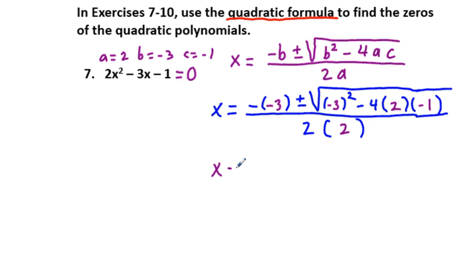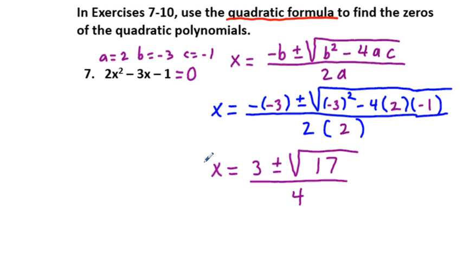So we have x equals -(-3), which is +3, plus or minus the square root of, well, -3 squared is 9, and we have 4 times 2 times 1, which is 8, but that's negative, so it's going to be 9 plus 8. So we're going to have the square root of 17 over 2 times 2, which is 4. And I don't think we can simplify this answer any further, so this will be our answer.